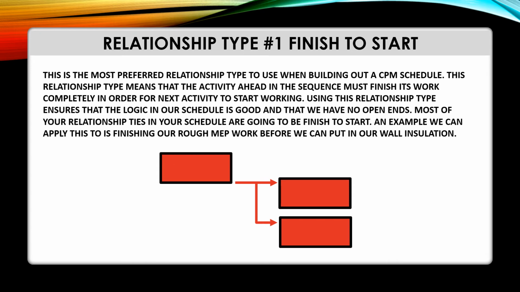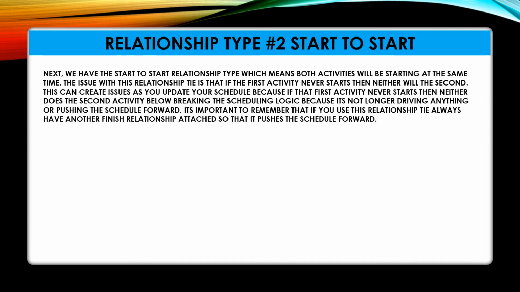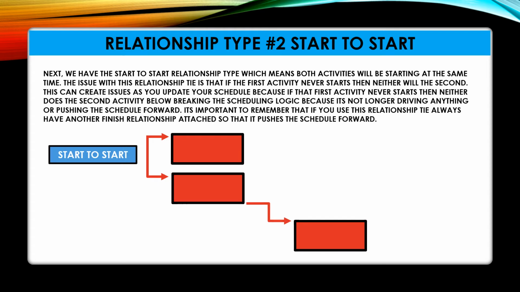The next relationship type that we have is the start-to-start relationship, which means that both activities will be starting at the same time. The issue, though, with this relationship tie is that if the first activity never starts, then neither will the second. This can create issues as you update your schedule because if the first activity never starts, then neither does the second activity below, breaking the scheduling logic because there's no longer anything driving or pushing the schedule forward. So it's important to remember that when you're using this relationship tie, to always have a finish relationship attached so it continues to push the schedule forward.